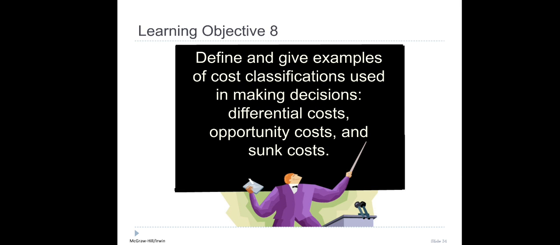Okay, and actually there is another category of cost. This classification of cost is useful when you want to make business decisions. The categories are opportunity cost, differential cost, and sunk cost. But this category of cost is not included in the syllabus, so you don't have to worry about this.